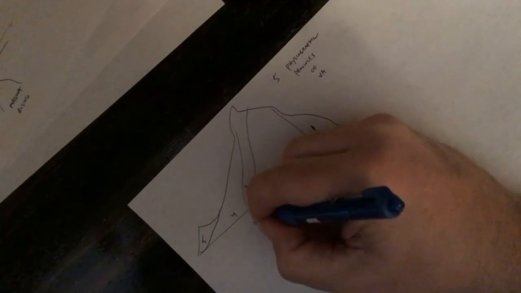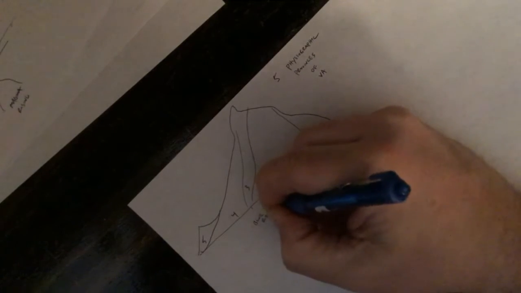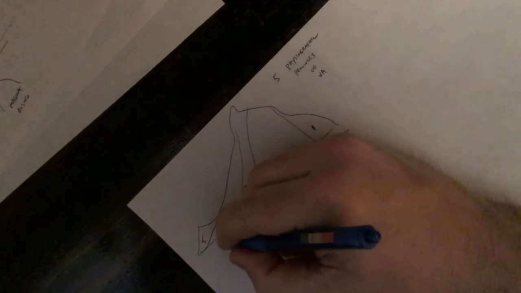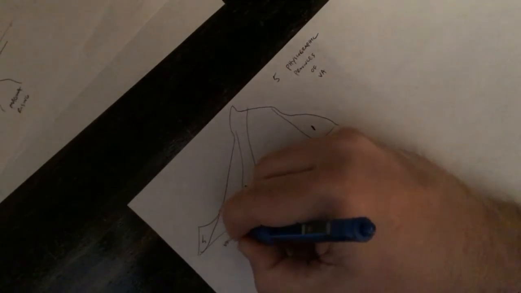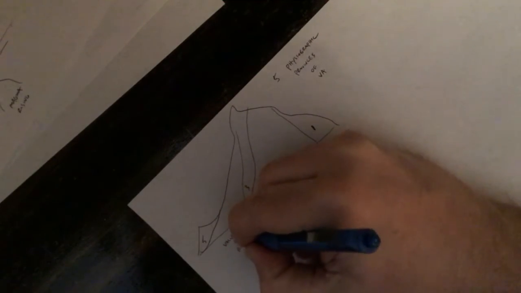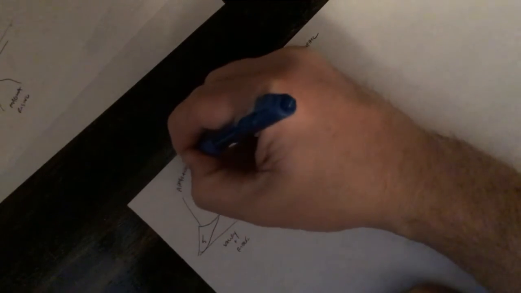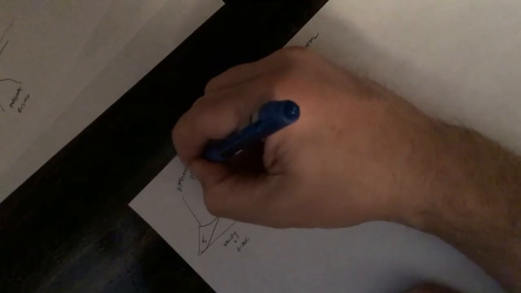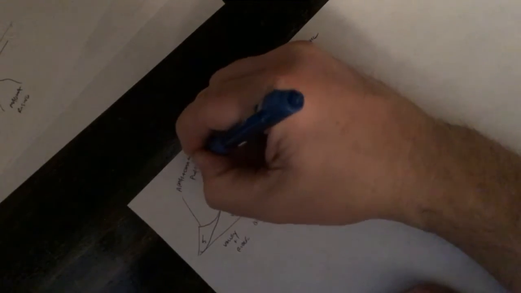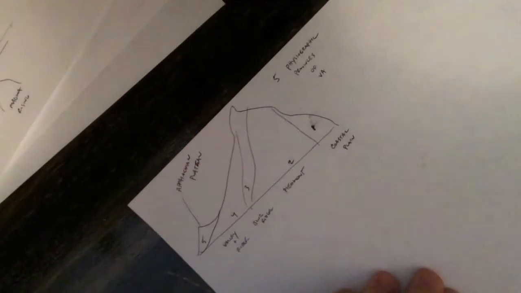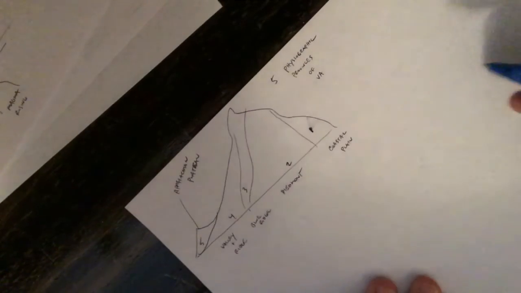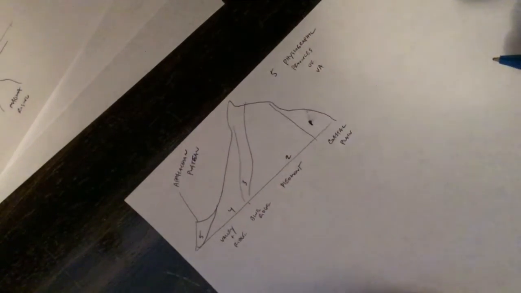Number 3 is the Blue Ridge. Number 4 is the Valley and Ridge. And number 5 is the Appalachian Plateau. And you want to know a few things about each of these provinces. You want to be able to label a map like this, but you also want to know a few things about these provinces.